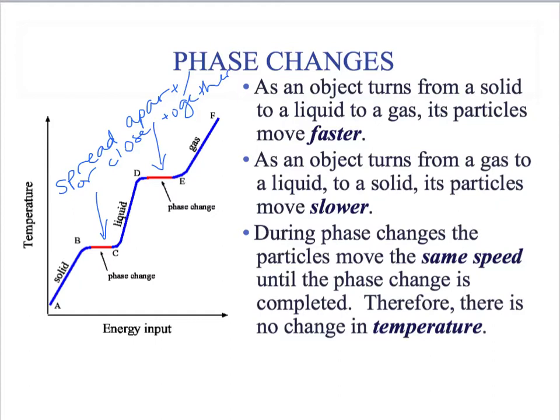So when the particles are moving the same speed, we talked about in class how the temperature is the average kinetic energy. Another way to say that is average motion. So when we're averaging out the motion, if it doesn't change at all, that's why we see this part of the graph level out. Okay, same for here too. So in phase changes, temperature doesn't change, but the energy does. And that's why we see that plateau.